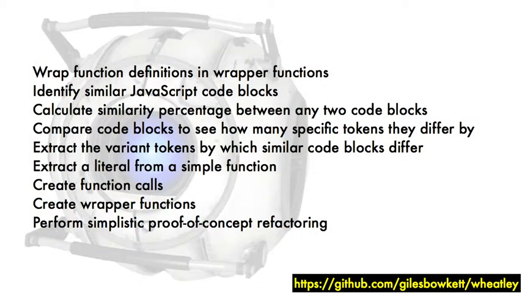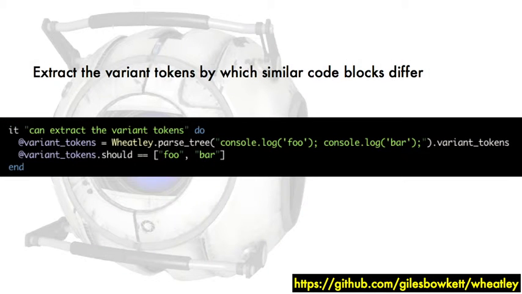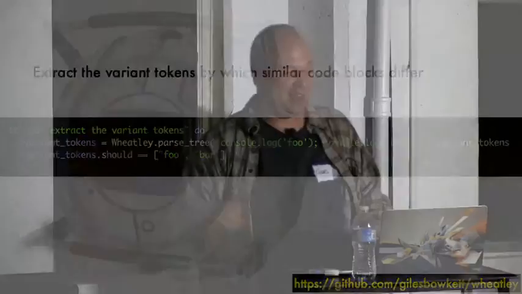Wow, here's what that enables Wheatley to do. It can wrap function definitions in wrapper functions, identify similar JavaScript code blocks, lots of stuff. It's awesome. Okay, I got about 10 seconds. So to demonstrate this, I'd like to share some of the, wait, we can skip this. That doesn't matter. For example, here's this piece of functionality, extracting the variant tokens by which similar code blocks differ. This is pretty cool, okay?